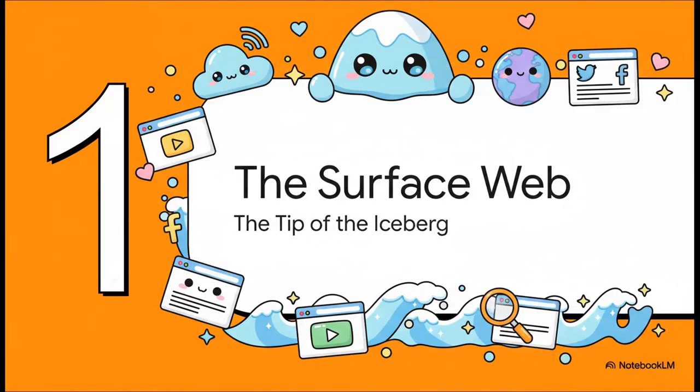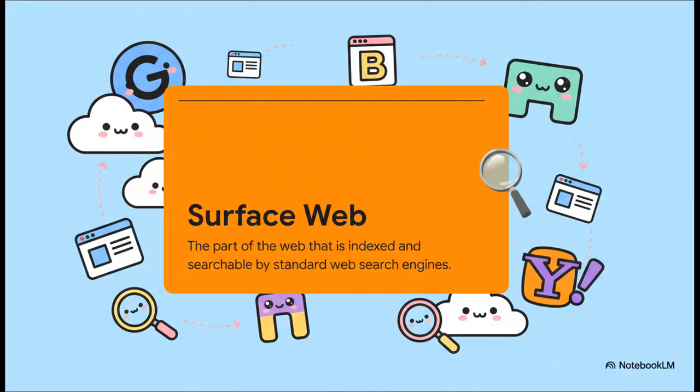All right, so we'll begin right at the top, in the part of the web we all know and use every single day. This is the surface web. And just like the metaphor says, this really is just the visible tip. So what makes something surface web? Well, it all boils down to one simple thing. It's indexable. That just means if you can find it on Google or Bing or any other standard search engine, boom, you're on the surface web. It's the public, easy-to-find part of the internet.